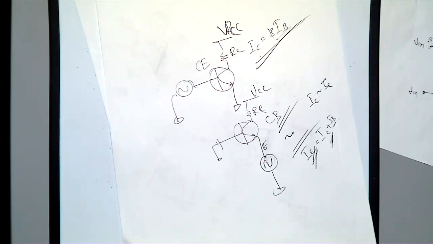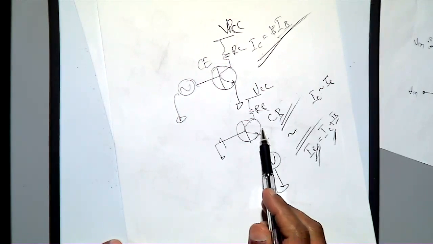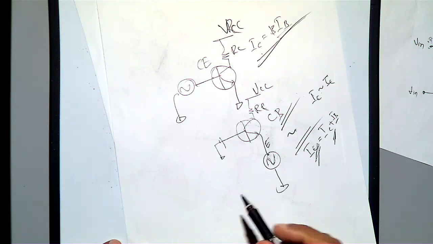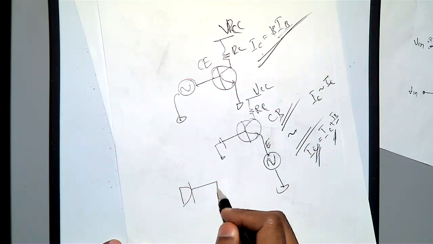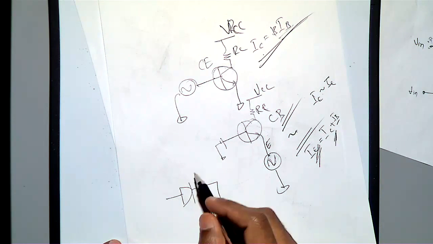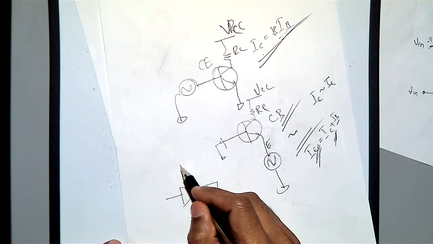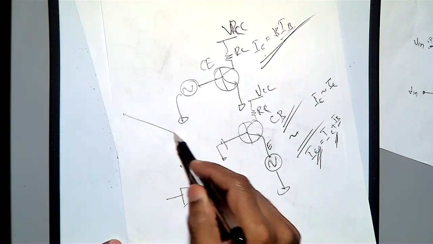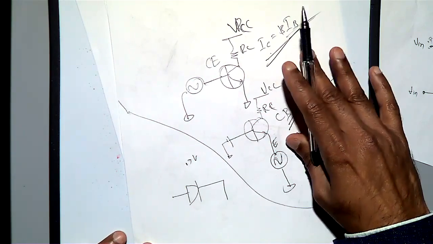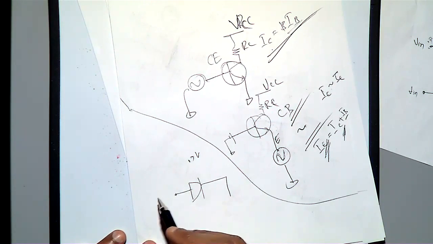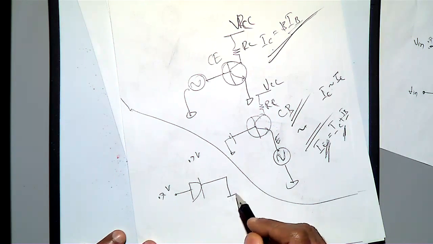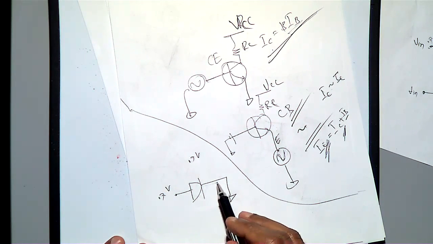Then another important aspect is, in order to understand the biasing in the common base topology, maybe you should consider this. I have connected a diode, and the on voltage of this diode is 0.7 volt. So this is something different. Let it be there. And then here I have connected 0.7 volt, and here I have grounded. So this is in the forward bias region.